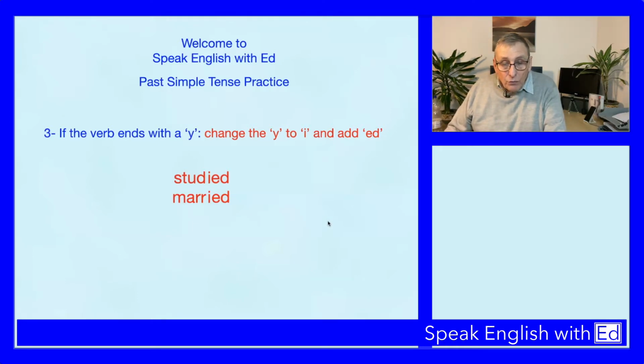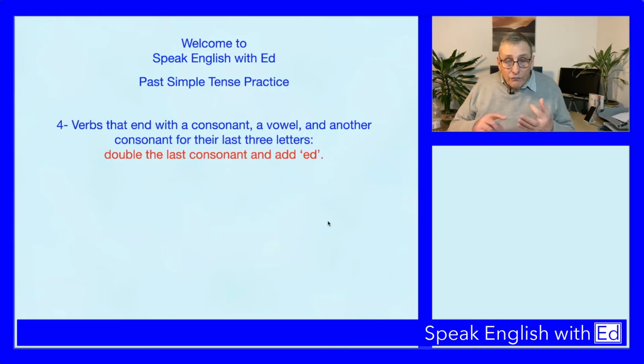So that's rule 3. And rule 4 is for verbs where the last 3 letters are a consonant, a vowel, and then another consonant. And when that happens, you double the last letter, so you add another last consonant and then add ed. So we'll have a look at that one. We've got travel here. It ends in an L, you add another one to double it, so you've got double L and then ed.